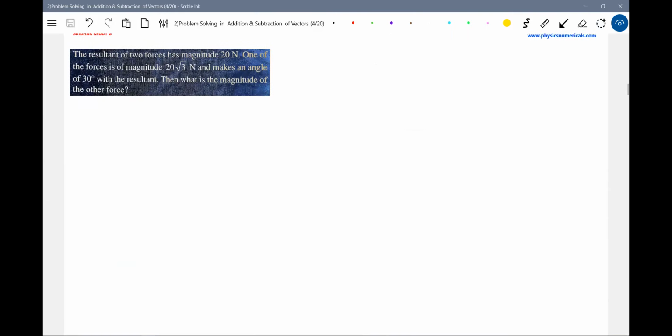Let me take the next one. The resultant of two forces has magnitude 20 Newton. One of the forces is of magnitude 20 Newton and makes an angle of 30 degrees. I think the priority should again be the vector diagram. So there is one of the forces of magnitude 20 root 3 Newton. And the resultant of both is how much? 20 Newton.